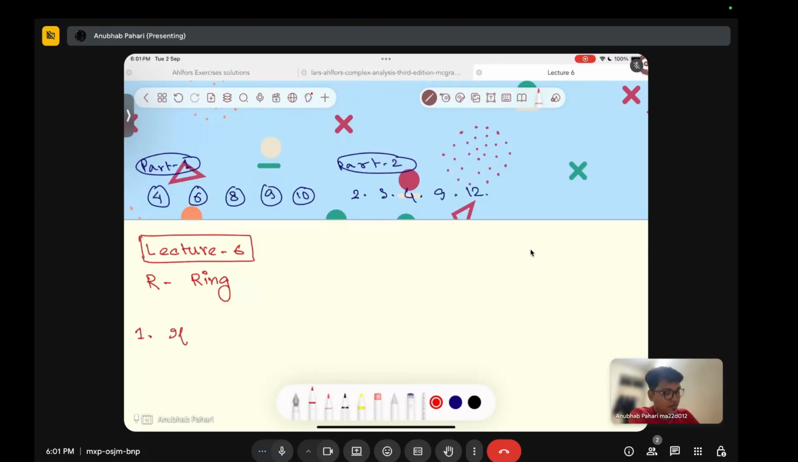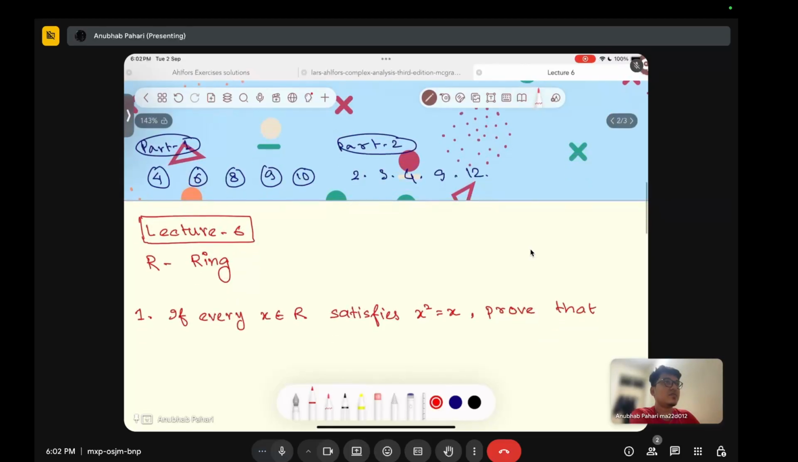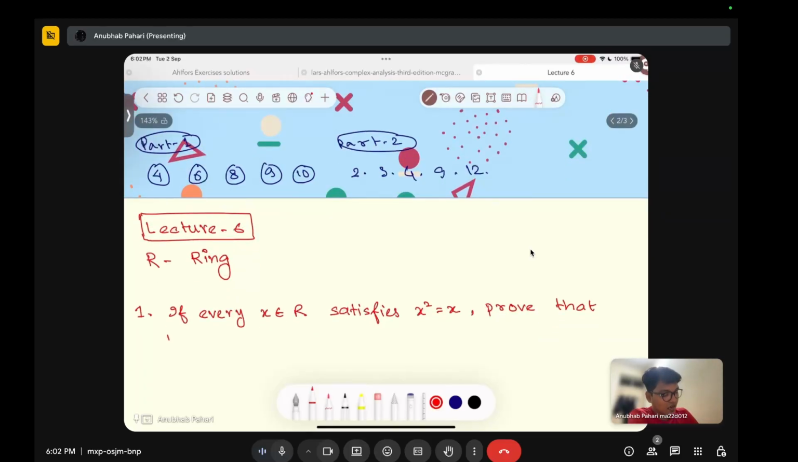If every element x of R satisfies x square equals to x, prove that R is commutative.